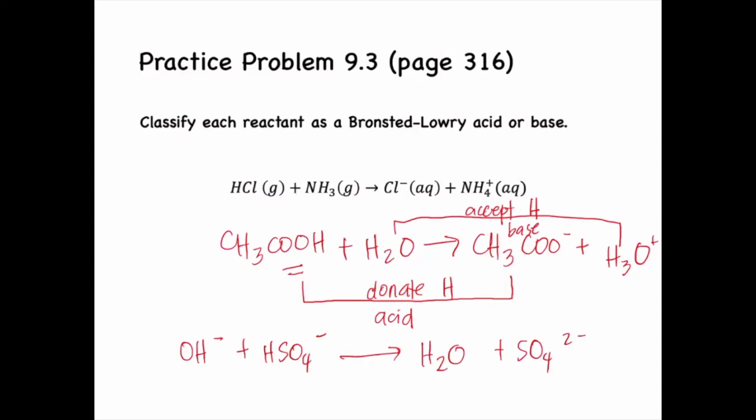Okay, so in this example, again, tingnan nyo po yung reactants at product side. So yung reactants, ayan, OH, naging H2O siya. So automatic siya ay nag-accept ng proton, kaya siya ay base. Okay? And then for HSO4, if you will observe here, nag-lose siya ng H, kaya siya ay acid. Okay po? Yun yung classification ng reactants as acids and bases. Baka po may question.